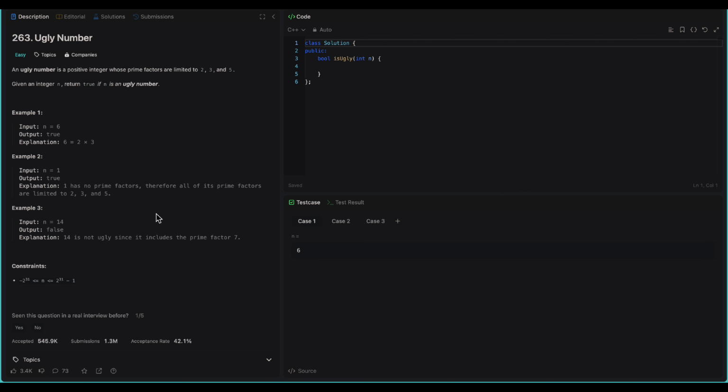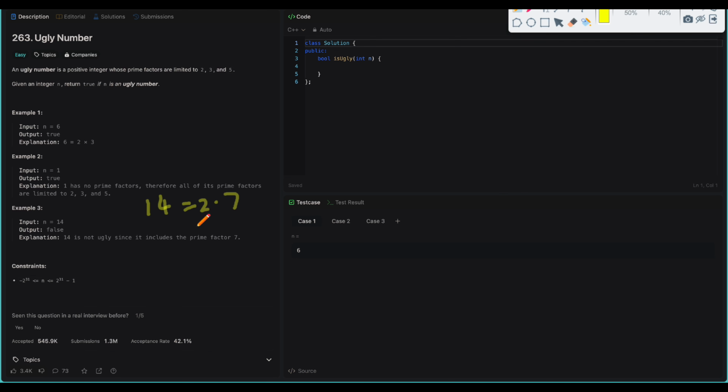Finally, we come to 14. And here we can see that we can write 14 as 2 times 7, right? So 2 is a prime factor which is in this set 2, 3, 5, but 7 is not. So in this case, we will return false. Now our task is to find if the number is ugly or not, right? So we only care about prime factors 2, 3 and 5. So how about we just continue to divide the number by these three numbers till it is not divisible by any of these three numbers, and in the end if we get the final number as 1 from all of these divisions, then it is an ugly number, otherwise we will return false.